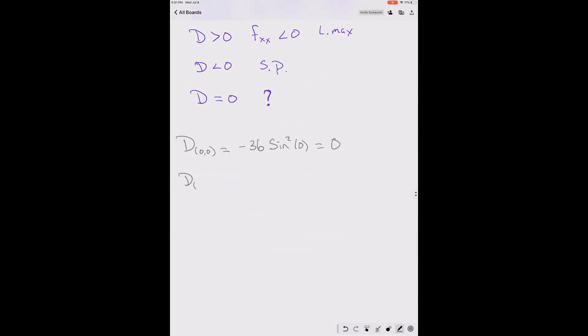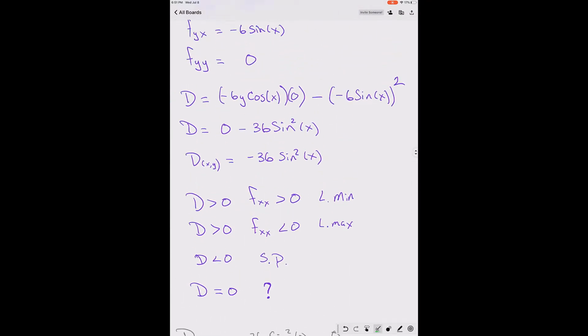So D evaluated at pi, 0. And we get negative 36 times the sine squared of pi. And the sine of pi is 0. And when I square it, I get 0. So the result will be 0. So once again, we fall into this D equals 0 situation, and we're not really sure what's happening there using this technique.